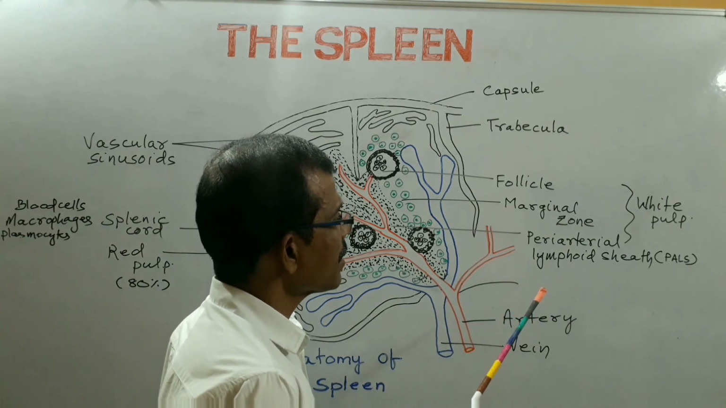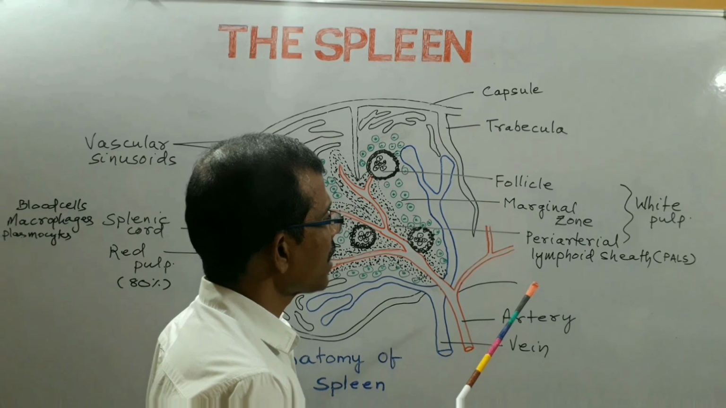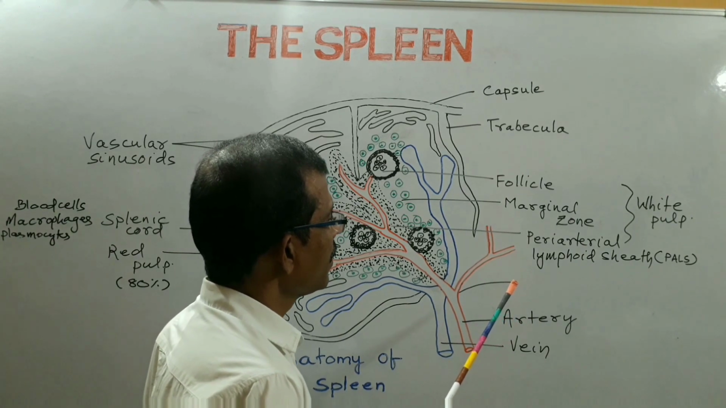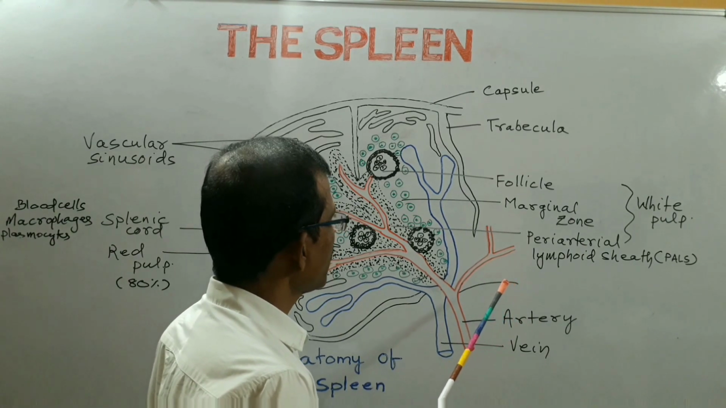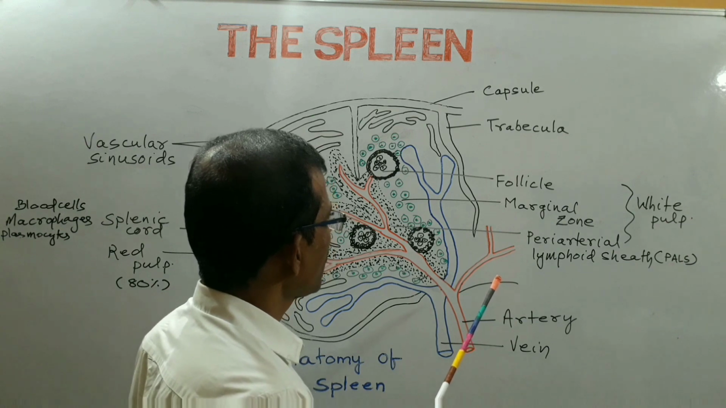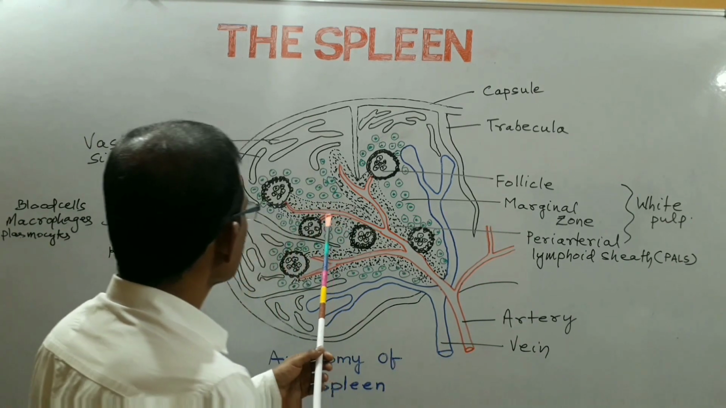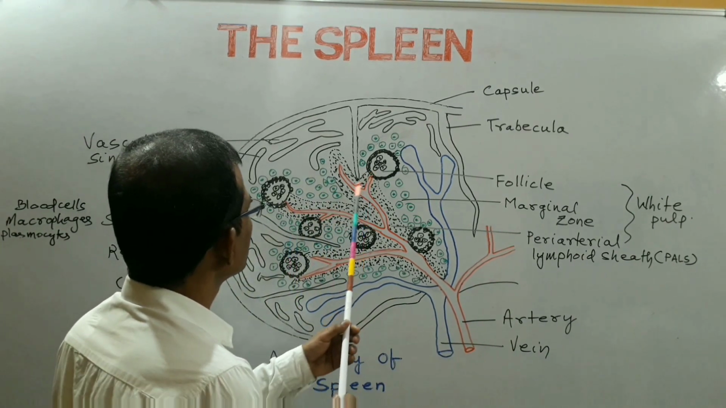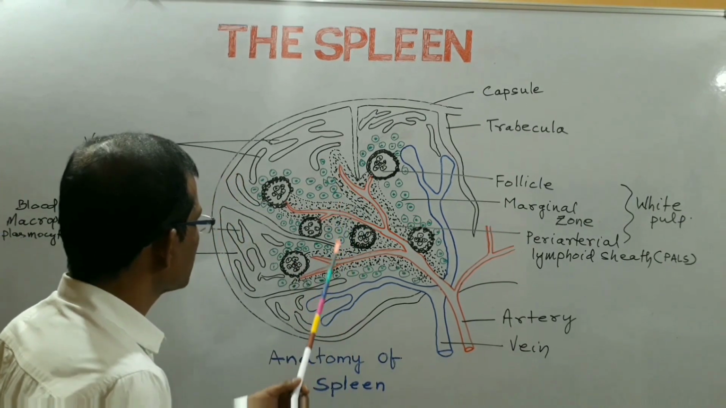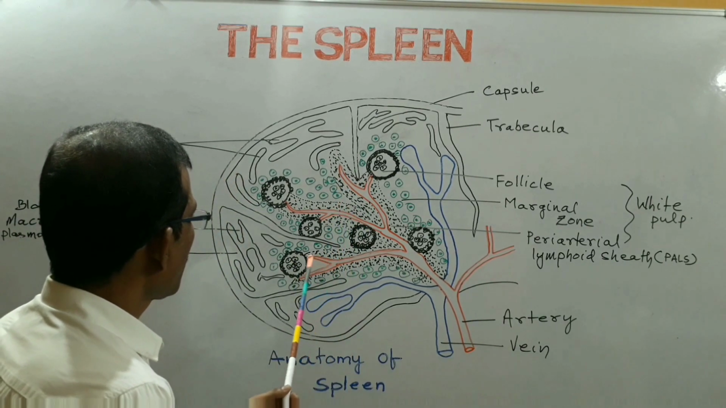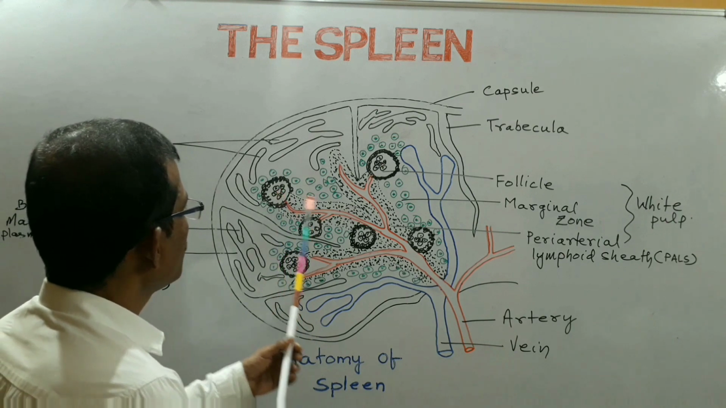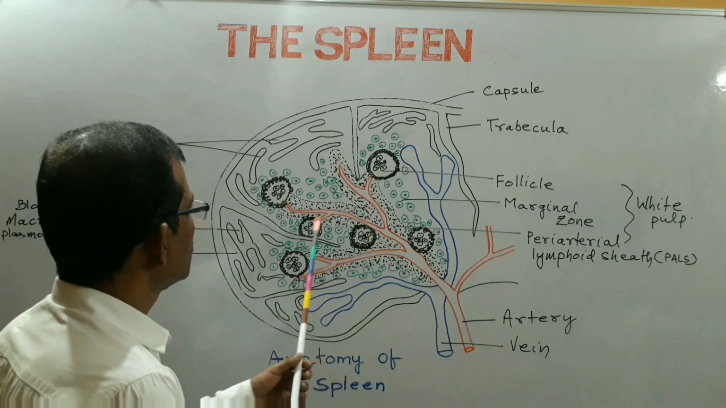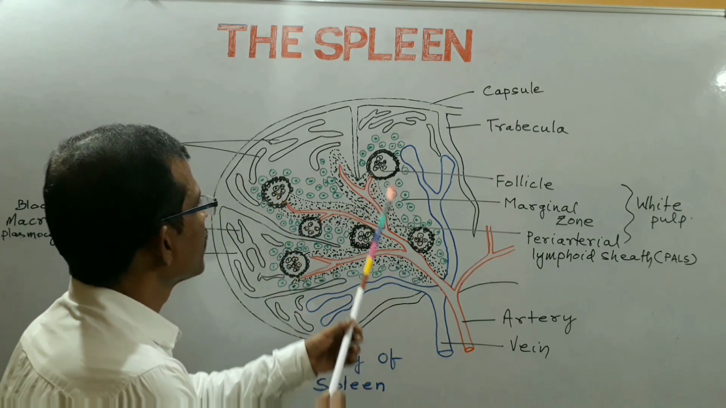The inner layer contains only T lymphocytes, whereas the outer layer contains both B lymphocytes and T lymphocytes. The branches of the central artery are surrounded by lymphoid follicles. These are the lymphoid follicles.